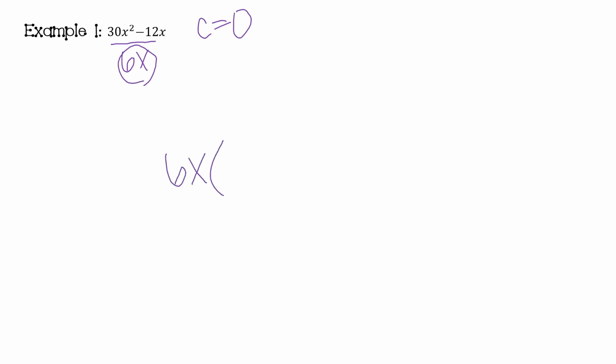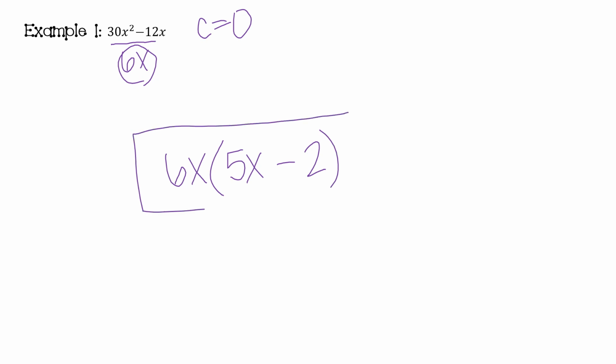And then when I divide 30x squared by 6x, I get 5x. I don't have x squared anymore because I'm taking x squared and I'm dividing an x out of that. And then again, if I check this and I multiply, 6x times 5x will give me 30x squared. Then 12 divided by 6 is 2. And this is factored.